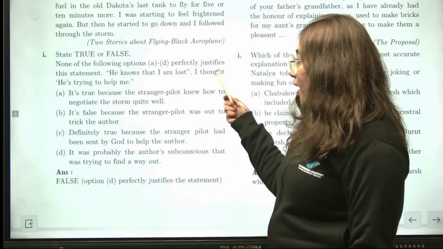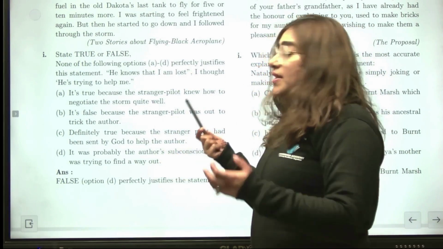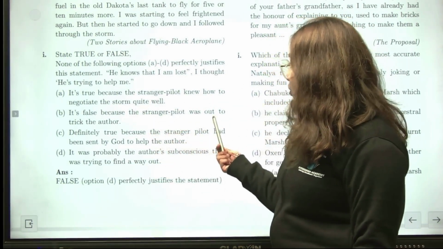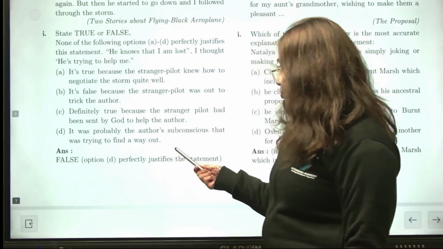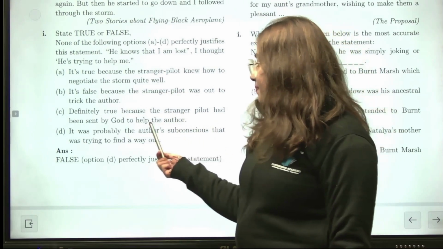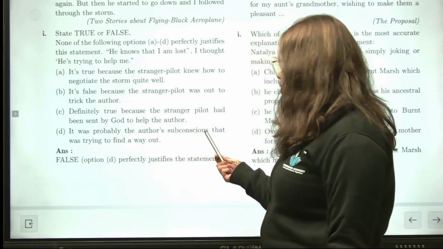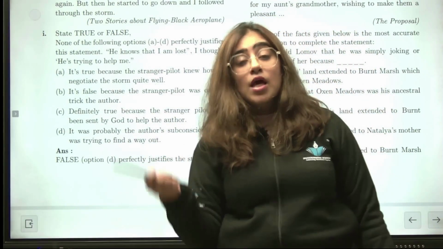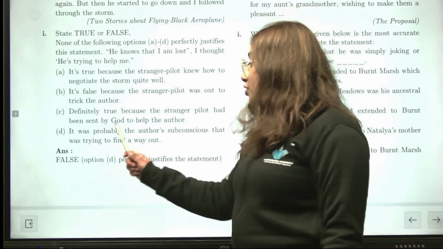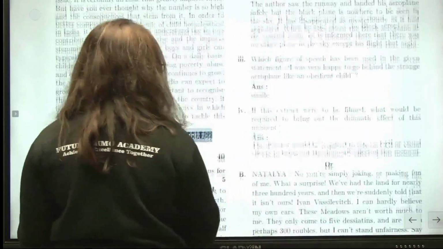So does this apply here? No, it doesn't. The stranger pilot didn't know, we didn't even know who the stranger pilot was. Okay? It is false because the stranger pilot was out to trick the author. No. All right, definitely true because the stranger pilot had been sent by God to help the author. No, we are not sure of it. It was probably the author's subconscious that was trying to find a way out. Yes, so it can be the author's subconscious mind which was trying to find the way out. Clear? So D is the correct answer.